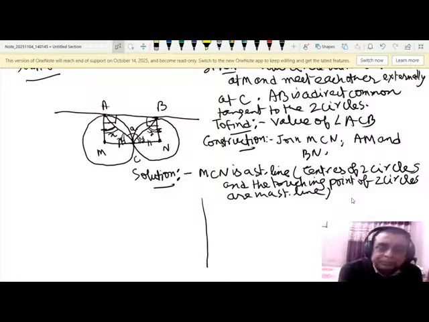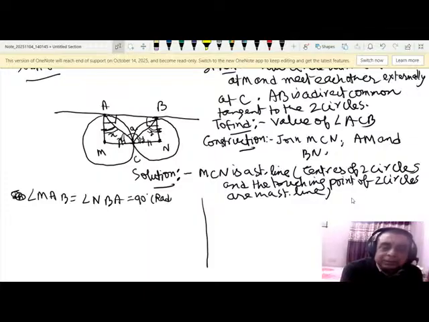Now, first you write angle MAB, whose value is the same as angle NBA. Both are 90 degrees. Reason: radius is perpendicular to tangent. So that is the reason why both angles are 90 degrees.